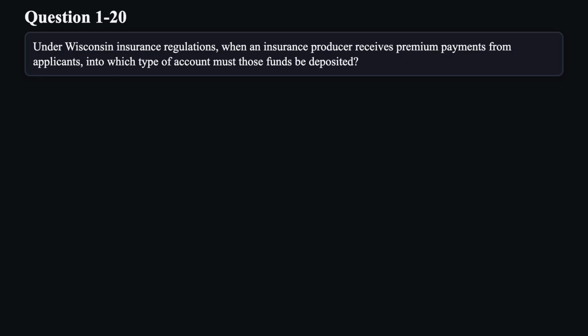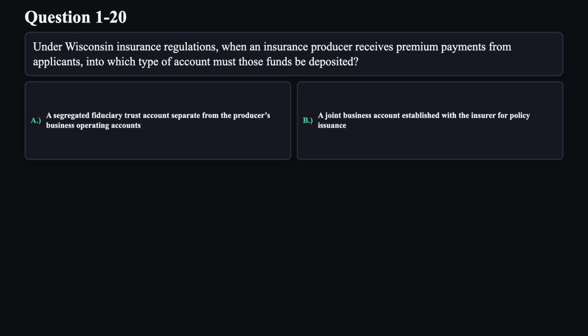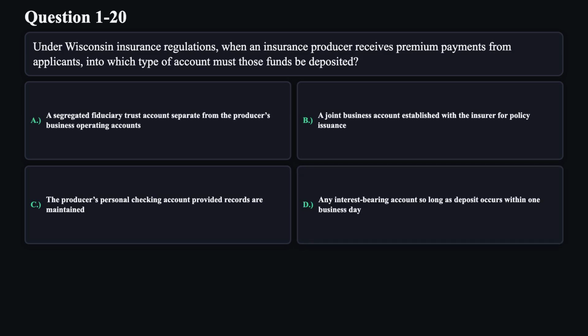Question 20. Under Wisconsin insurance regulations, when an insurance producer receives premium payments from applicants, into which type of account must those funds be deposited? A. A segregated fiduciary trust account separate from the producer's business operating accounts. B. A joint business account established with the insurer for policy issuance. C. The producer's personal checking account provided records are maintained. D. Any interest-bearing account so long as deposit occurs within 1 business day.